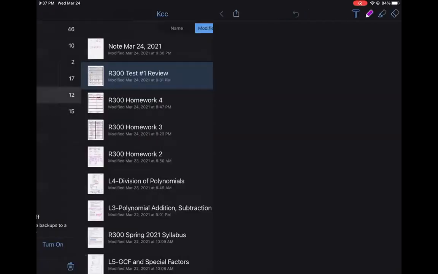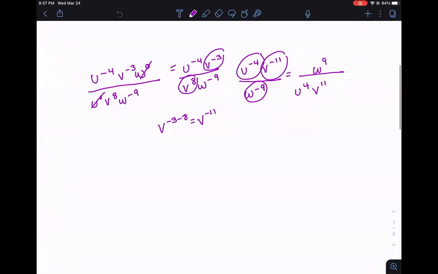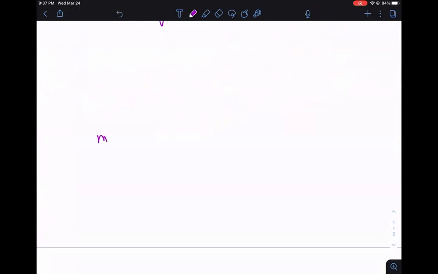Let me open a new page here because I don't want to put this on the review and then people wonder where that came from. So m to the 7th over 8n to the 3, and then it's raised to the 2. This is the question, correct? Yes. First of all, a negative raised to an even exponent will become positive, so your answer is going to be positive. I'm ignoring the negative. m to the 7th raised to the 2 is m to the 14. 8 raised to the 2 is 64. n to the 3 raised to the 2 is n to the 6th.